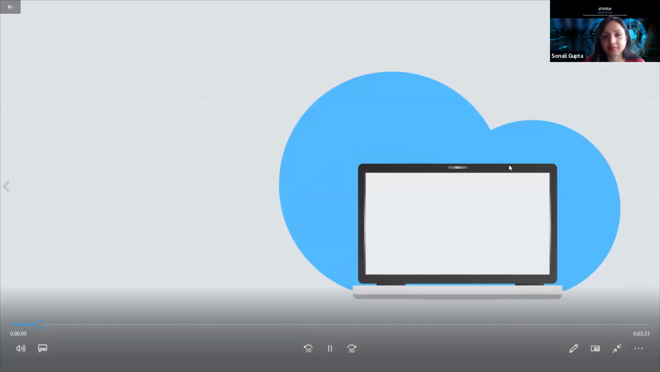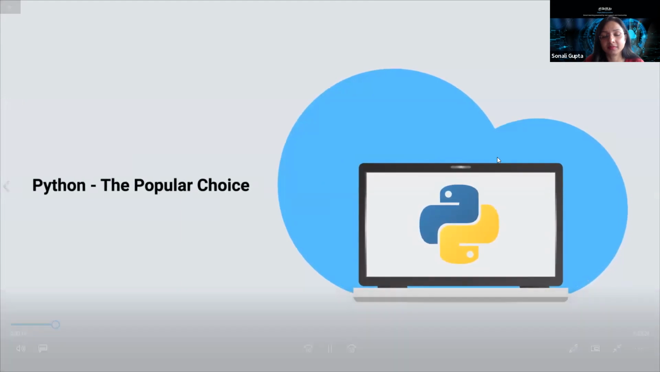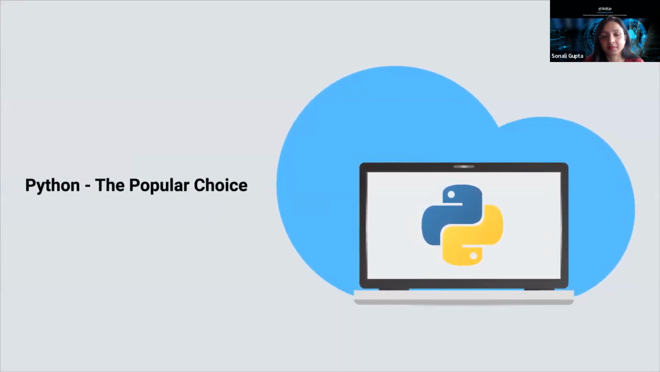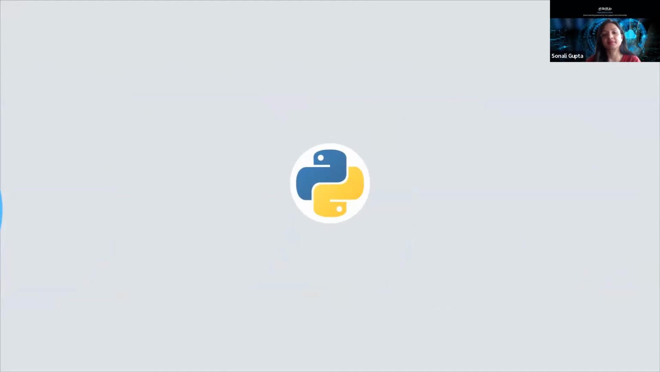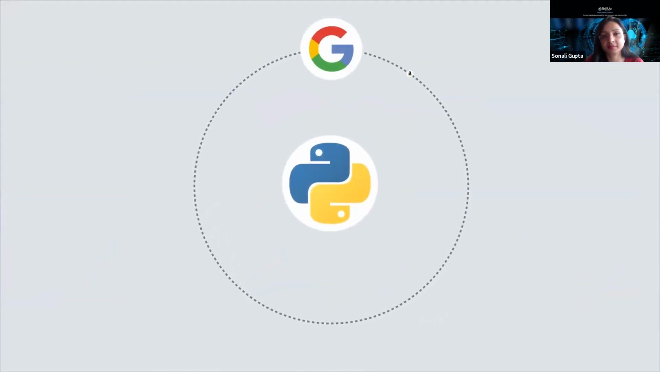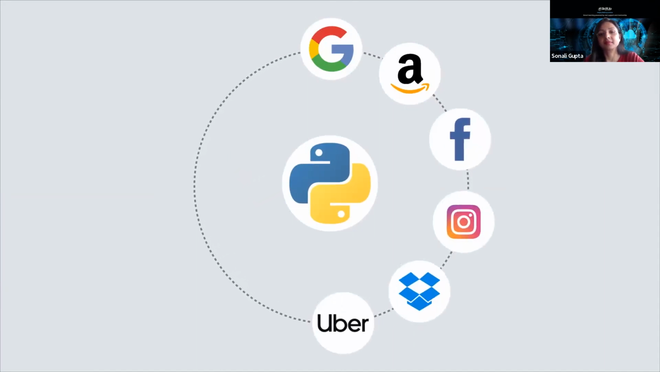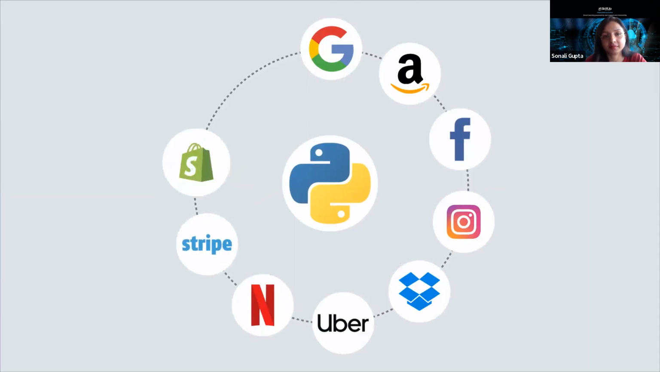Hi, in this quick video, we will learn why Python is one of the most sought after high-level general-purpose programming language. Python was conceived in 1980s, but has recently gained popularity because it is highly productive in comparison to other programming languages. Today, popular tech giants like Google, Amazon, Facebook, Instagram, Dropbox, Uber, Netflix, Stripe, Shopify, Reddit, and more use Python to develop their products.